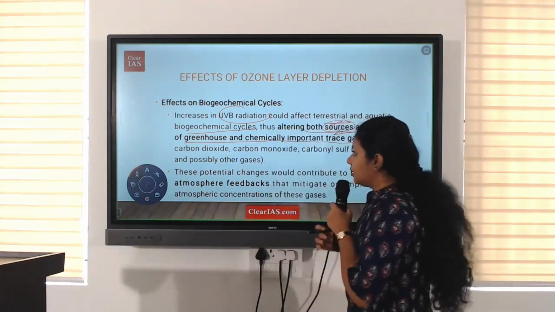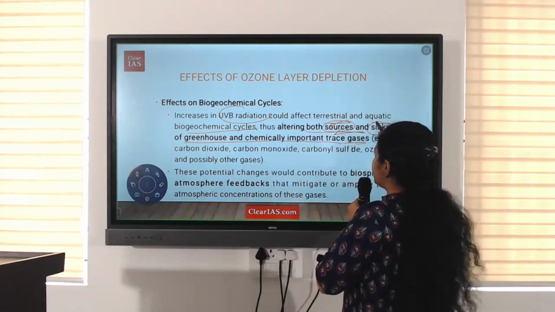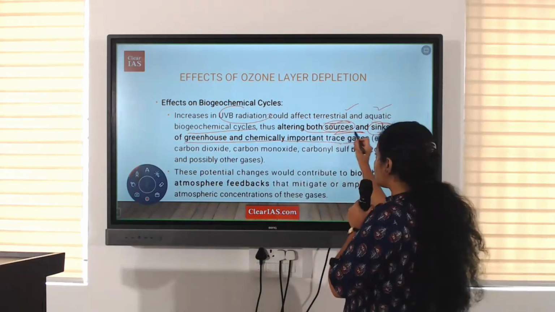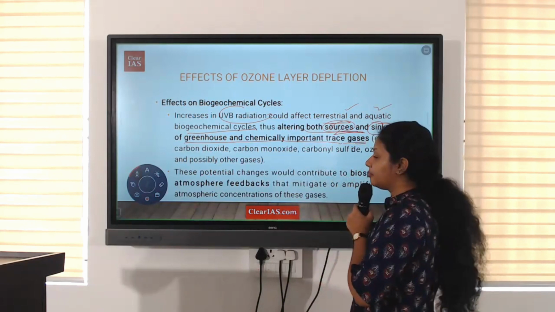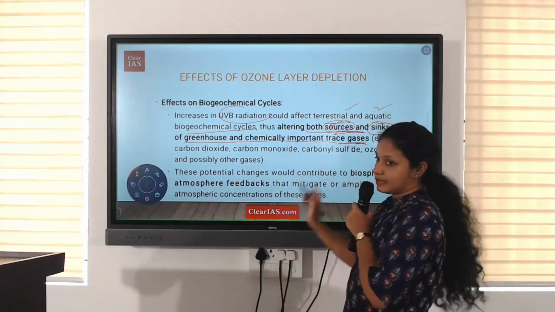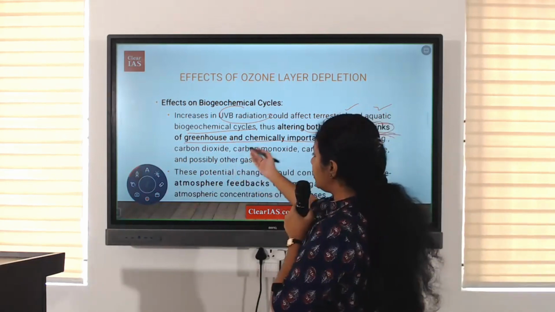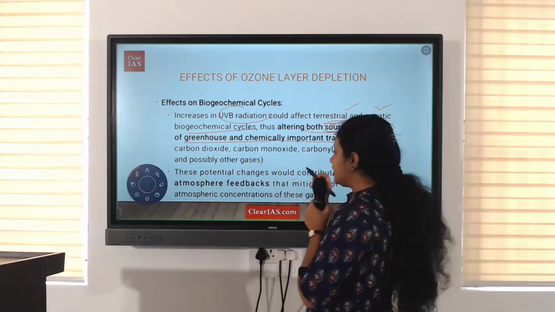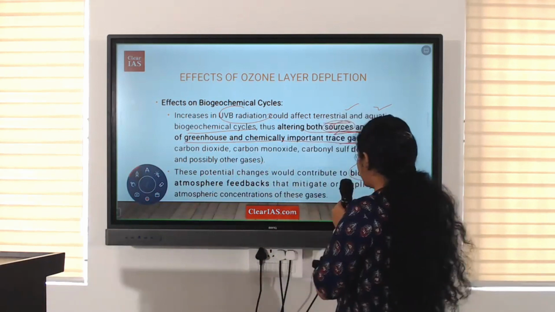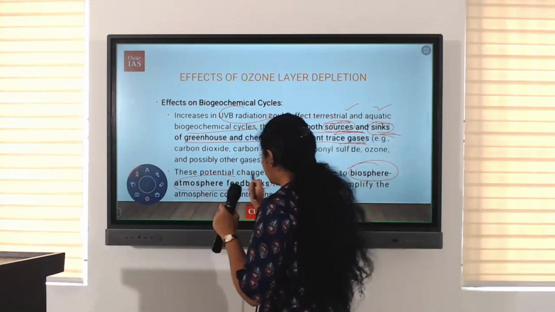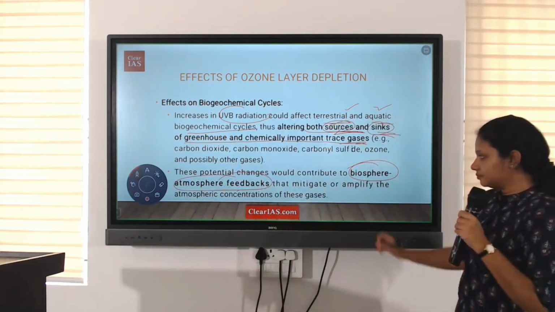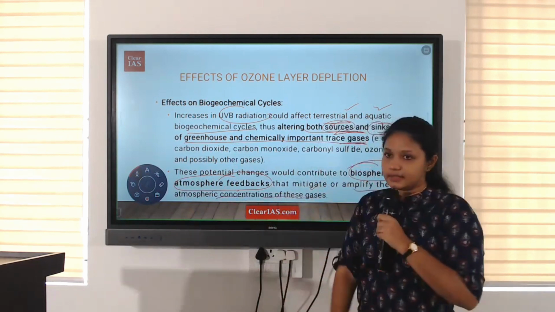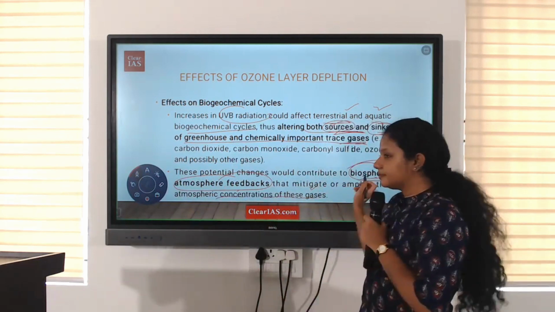Increase in UVB radiation could affect the terrestrial and aquatic biogeochemical cycles, thus altering both sources and sinks of greenhouse and chemically important trace gases. Example: carbon dioxide, carbon monoxide, carbonyl sulfide, ozone, and other possible gases. These potential changes would contribute to biosphere and atmosphere feedback that mitigate or amplify the atmospheric concentrations of these gases. What is biosphere?